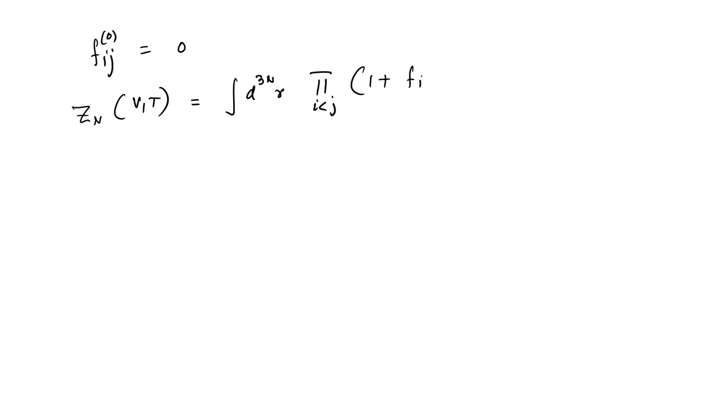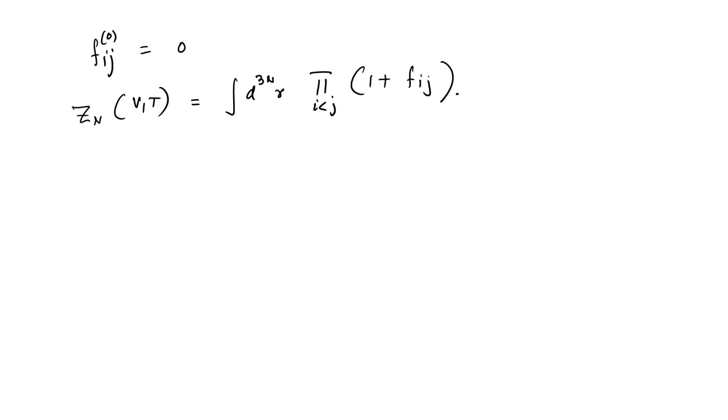Just to reiterate, for the interacting system, the 0th order of Fij is equal to 0, and we can write down the partition function. We have already taken this n, so we write it as Vt; n is for the n particles in the system, and we'll soon call it an n particle cluster. Because we have replaced the exponential by Fij, it becomes a product of 1 plus Fij.